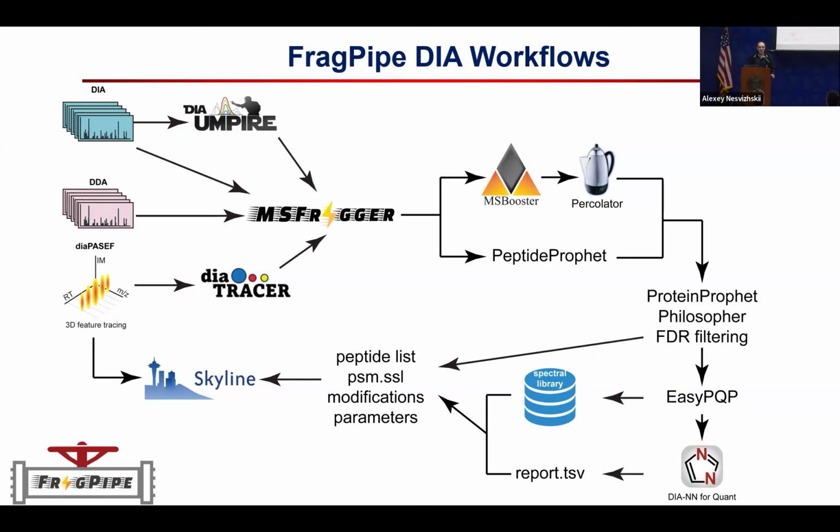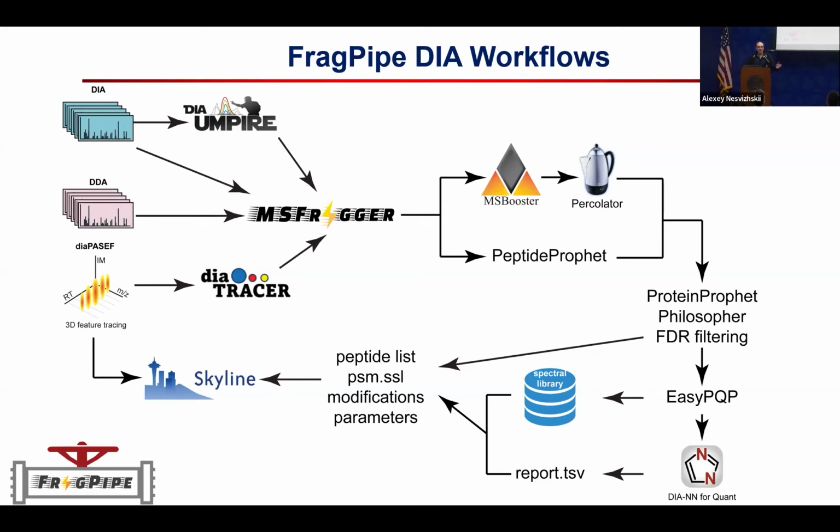For Orbitrap data, including Astral narrow-window DIA, we have a new tool called MSFragger-DIA that does direct search of the data, followed by targeted peptide-centric rescoring, all part of MSFragger-DIA. But for diaPASEF data, we also now have the next generation DIA-Umpire called DIA-Tracer.